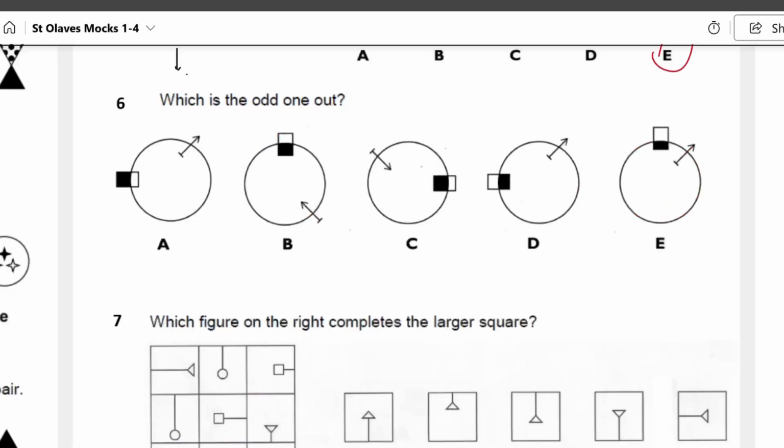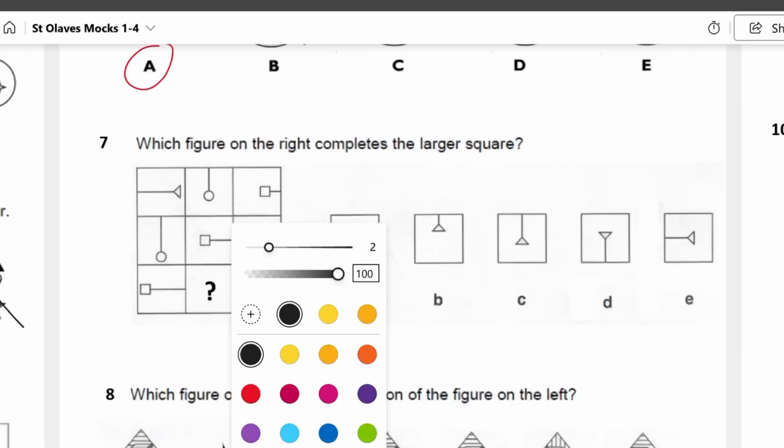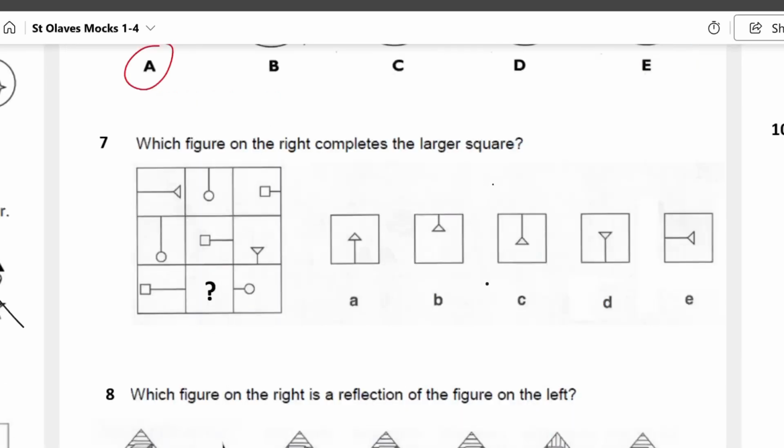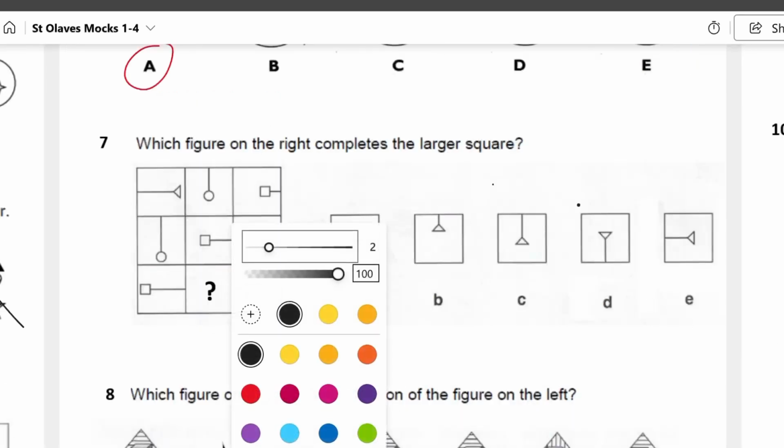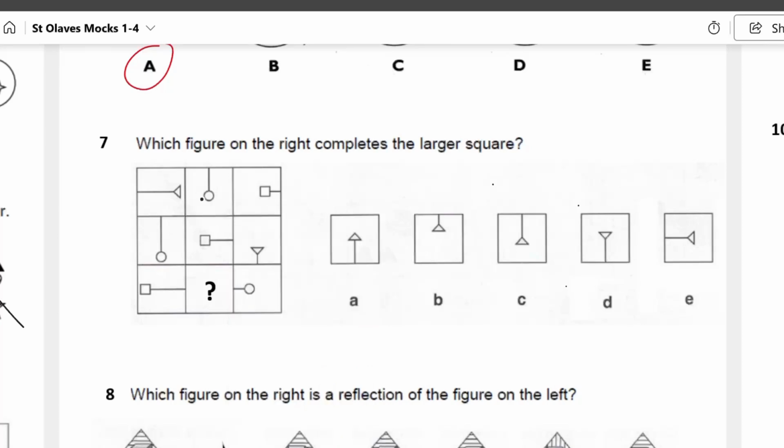For question number 6, which is the odd one out, for all of them, the black shape is on the inside of the circle. You can see the black shape on the inside, apart from A. So for question 7, we know we definitely need a triangle. And this triangle's bottom point is always going to connect to the line. So we can cross out A, and that's it.